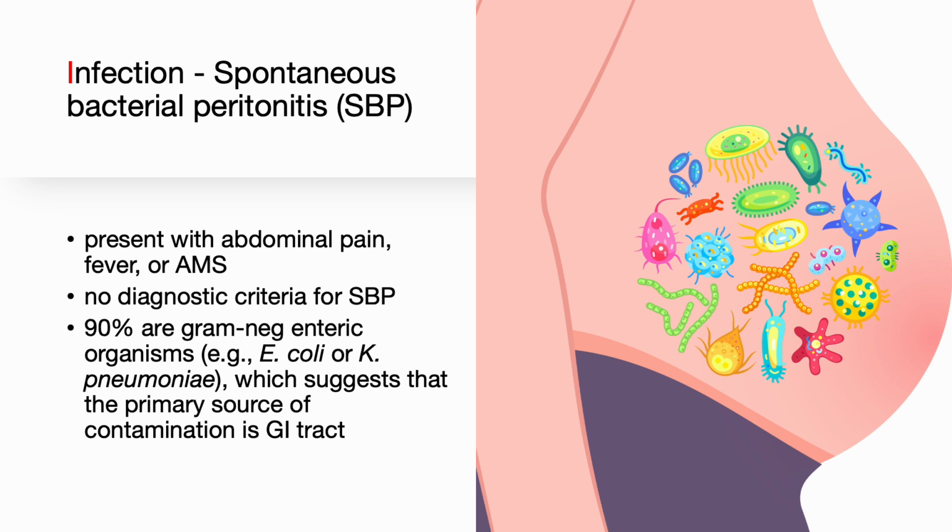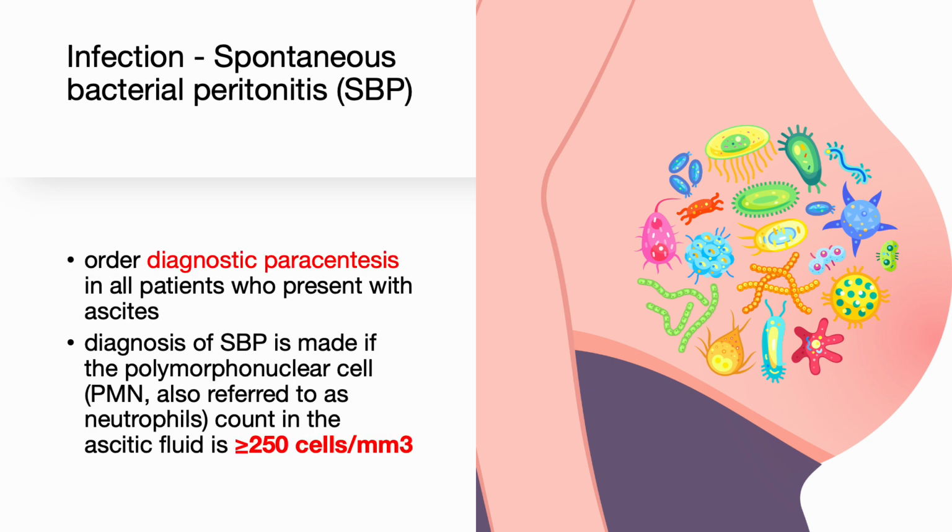One should have a high index of suspicion for SBP in all patients presenting with ascites, and this is especially true if the patient has an acute history of clinical deterioration. SBP must be ruled out by a diagnostic paracentesis in all patients who present with ascites. A diagnosis of SBP is made if the polymorphonuclear neutrophil count in the ascitic fluid is more than 250.